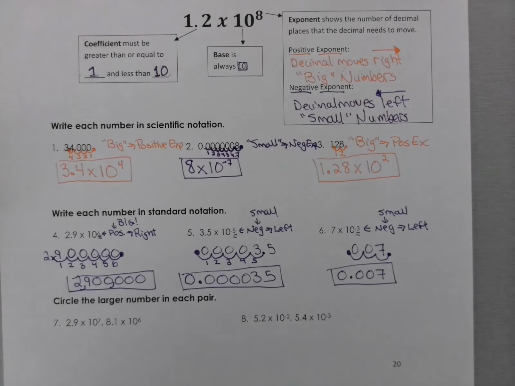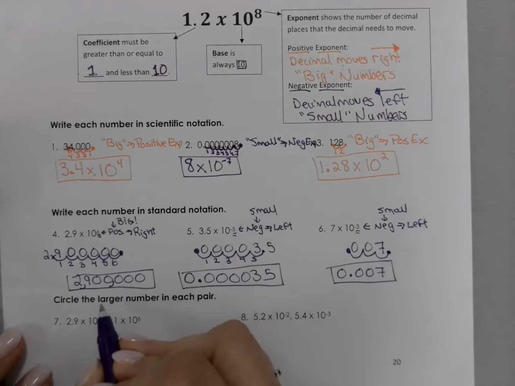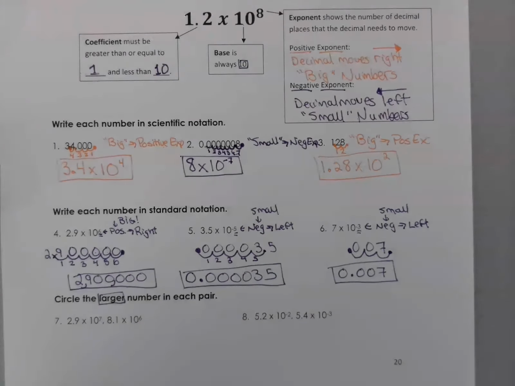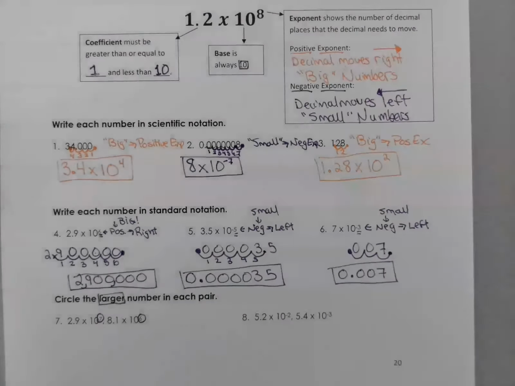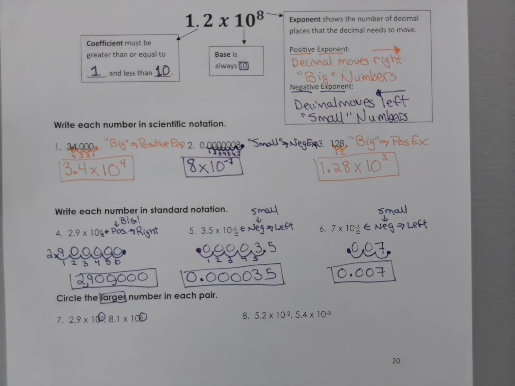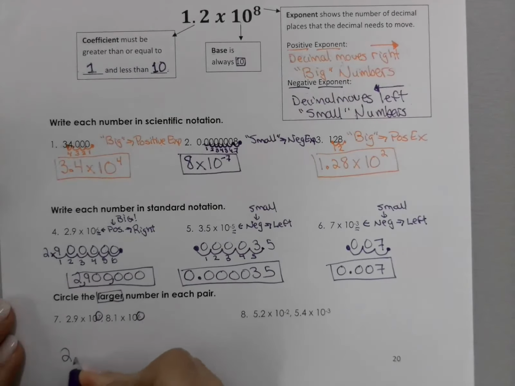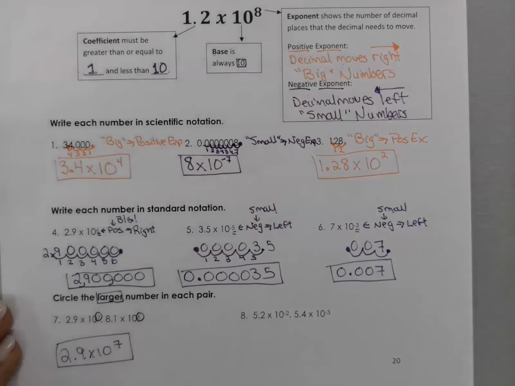You can use scientific notation to compare numbers. In this case, I'm circling the larger number. First, look at the exponents. I see the exponent of 7, and I see the exponent of 6. They are both positive. I'm looking for the larger. Because the exponent 7 is larger, guess what? 2.9 times 10 to the 7th is the larger number.